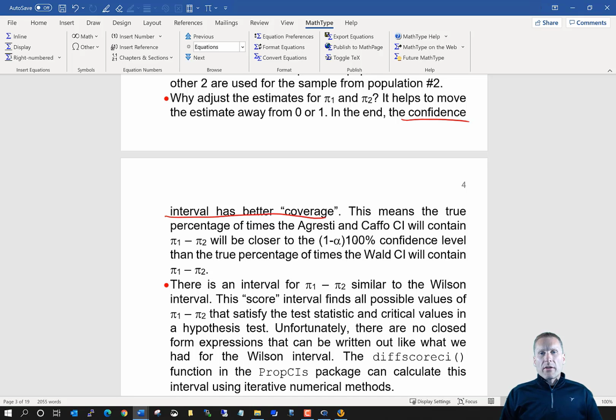Now, with the Wald confidence interval, even if we say 95%, so we use alpha 0.05, the Wald interval very frequently is much less than 95%, maybe like 80% or 85%. Where the Agresti-Caffo won't always be exactly 95%, but it will be much closer than the Wald will be. And so that's why we use this particular interval rather than the Wald.